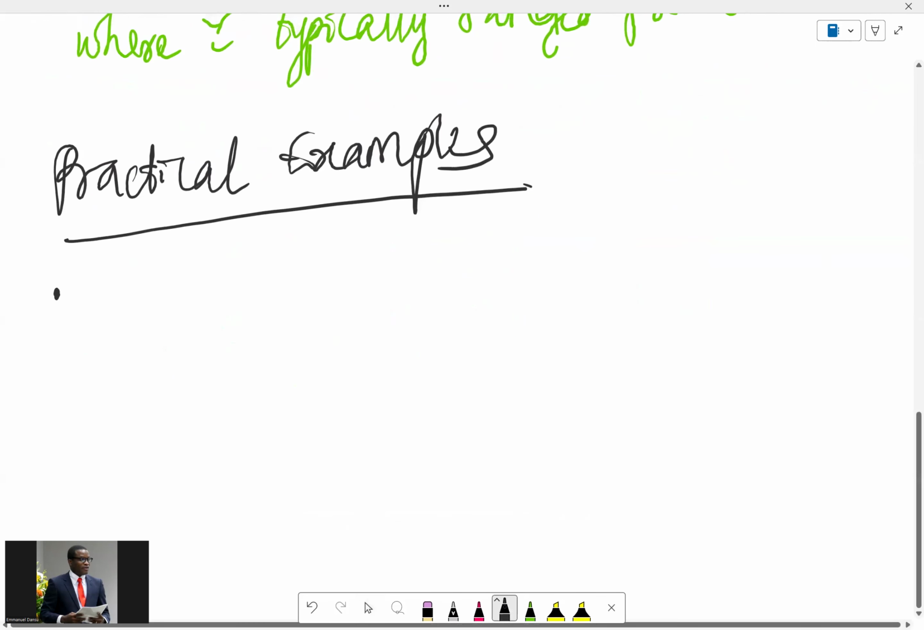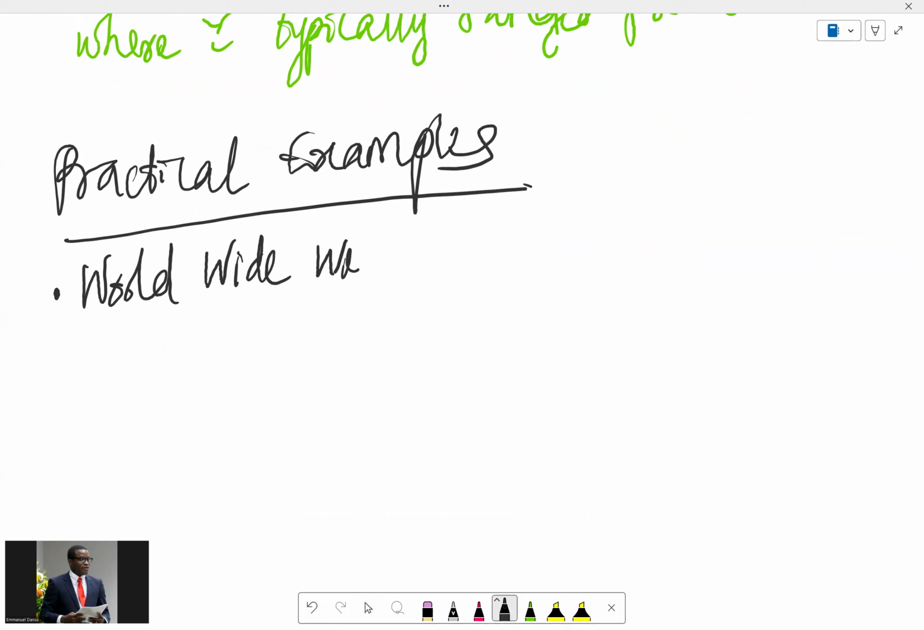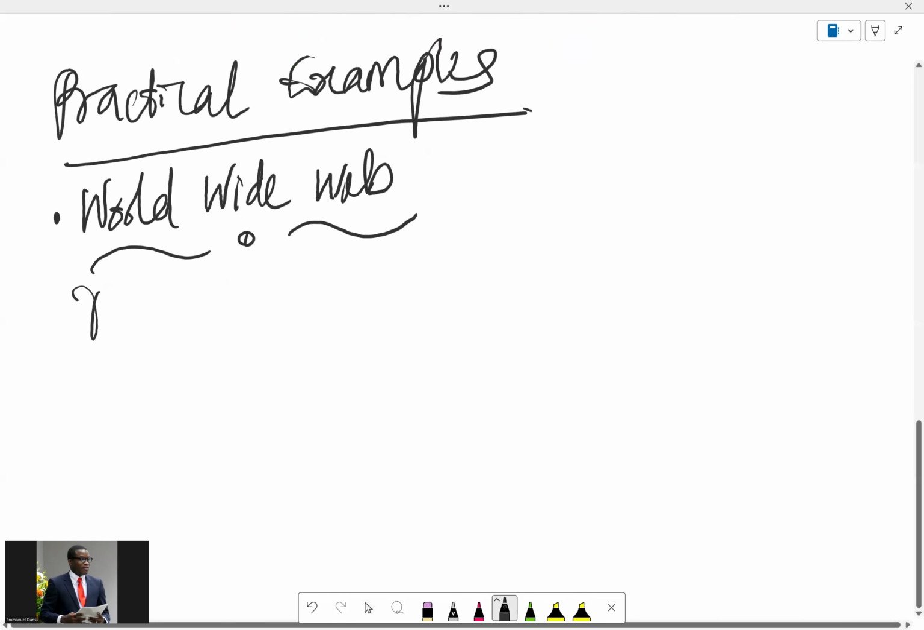So a very good example would be the World Wide Web. It's a whole revolution on its own, redefined the way people connect in modern times.